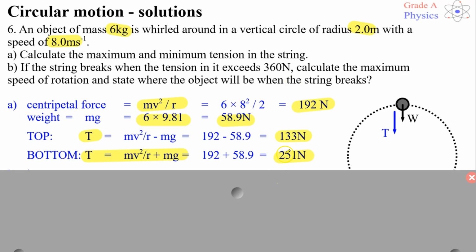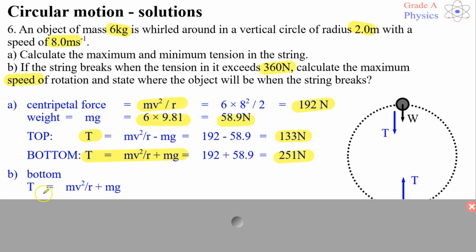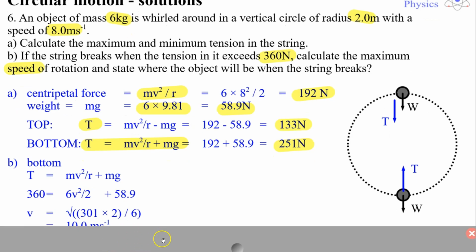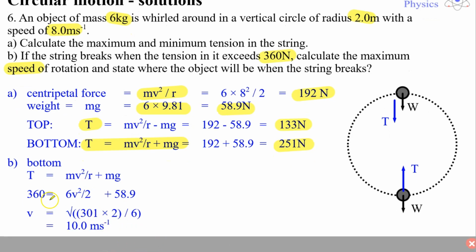Part B, a slight variation. In this case, we're told what the tension is, that's 360, but we're not told what the speed is. So that's the unknown value. Here we're given T and we don't know V. So once again, at the bottom, T is equal to mv squared over r plus mg. So we know T, we don't know V, so we can rearrange this to make V the subject and put all the numbers in. We've got 360 take away 58.9, multiplied by 2 divided by 6, all square root, and we get an answer of 10.